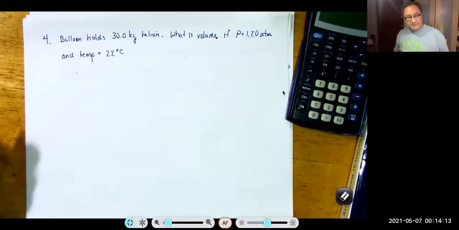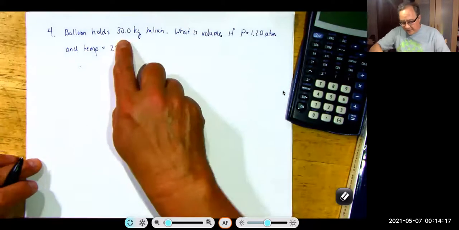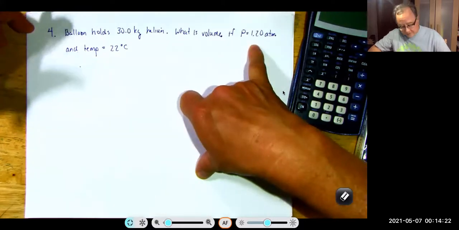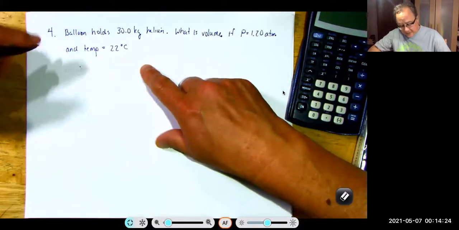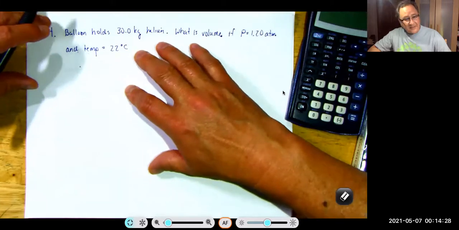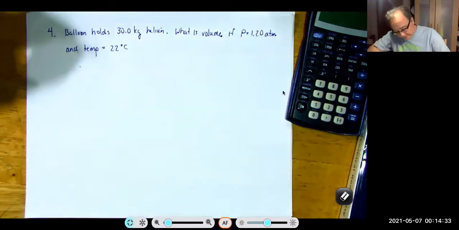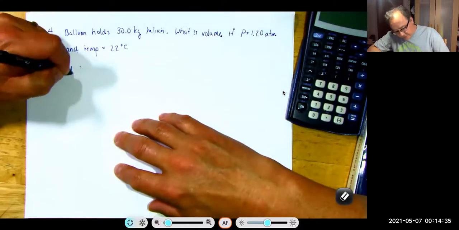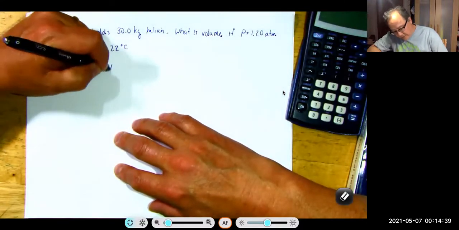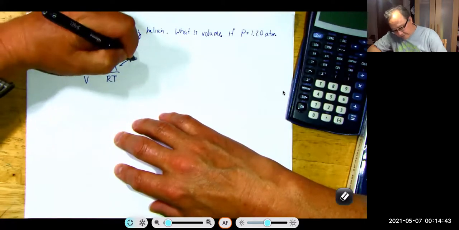Here's number 4. A balloon holds 30 kilograms of helium. What is the volume if the pressure is 1.2 atmospheres and the temperature is 22 degrees Celsius? Now, almost always, when you are given a problem like this and you are given a mass, you want to use the density formula. So density, which is equal to mass divided by volume, is equal to PM over RT, where M is the molar mass.